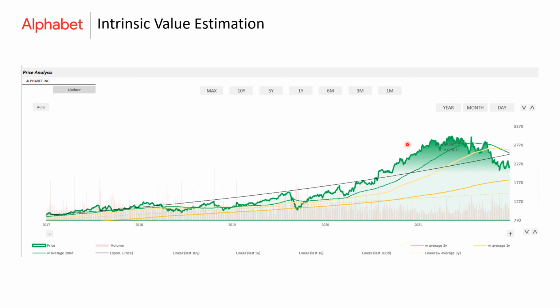And finally, if we look at the price evolution over the last 5 years, as we can see here, the current price is in the middle between the weighted average price of the last 3 years and the weighted average price of the last 1 year.